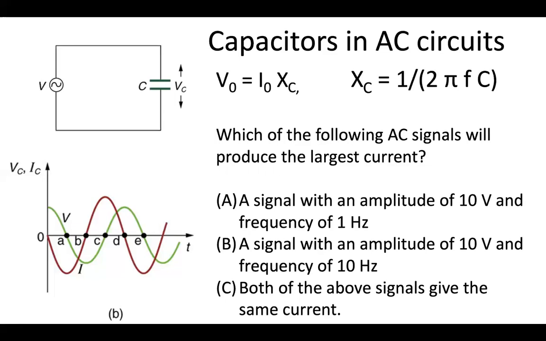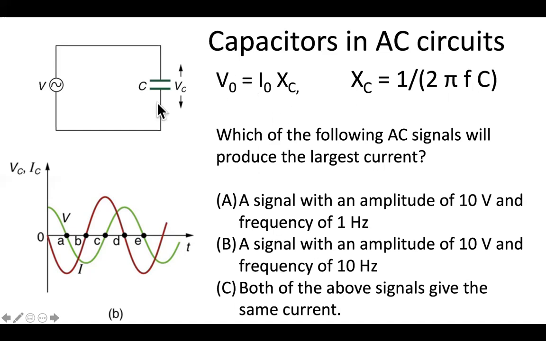And again, which case gives you higher currents? Is it when you have a signal with a frequency of 1 hertz, a signal with a frequency of 10 hertz, or do they give the same value? In this case, the answer is B.